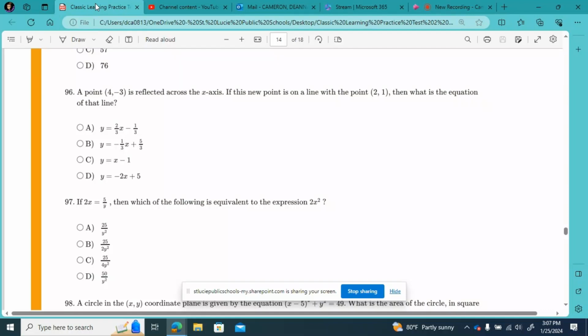All right, guys, we're taking a look back at practice test number 2 from the CLTexam.com website. We left off on question number 96. A point (4, 3) is reflected across the x-axis. If this new point is on a line with the point (2, 1), then what is the equation of that line? Well, I can draw that point.